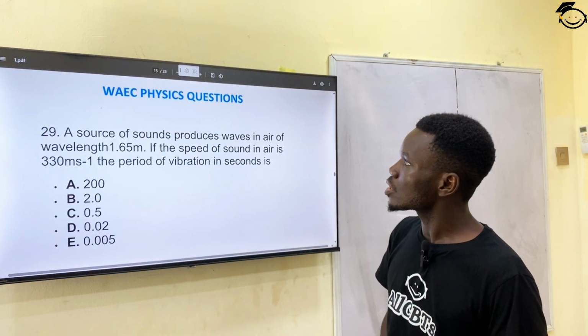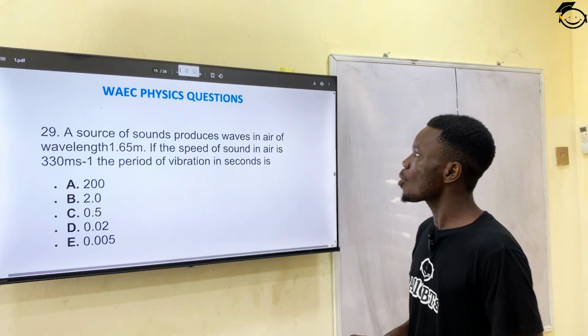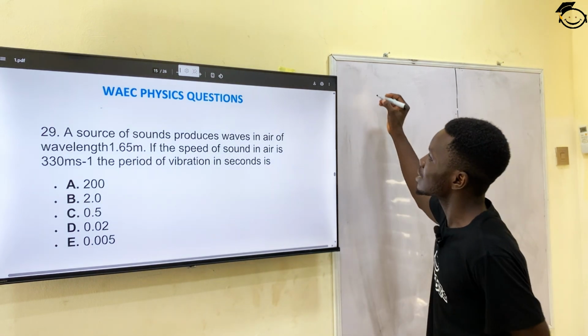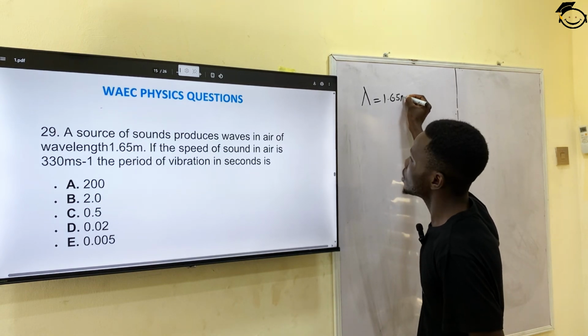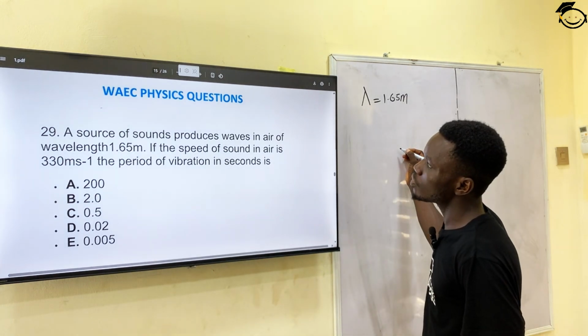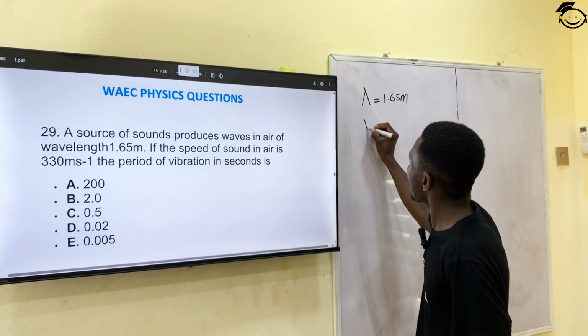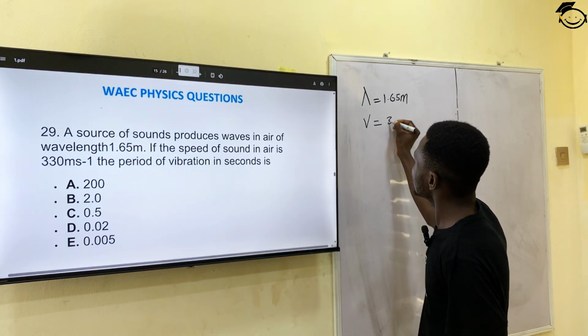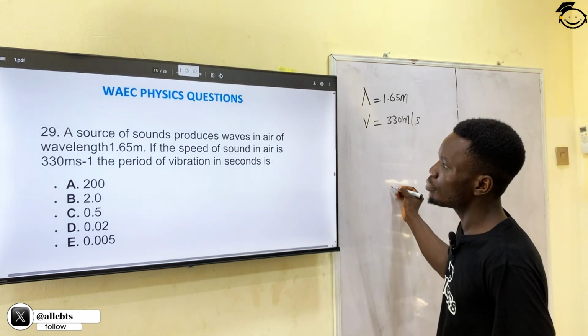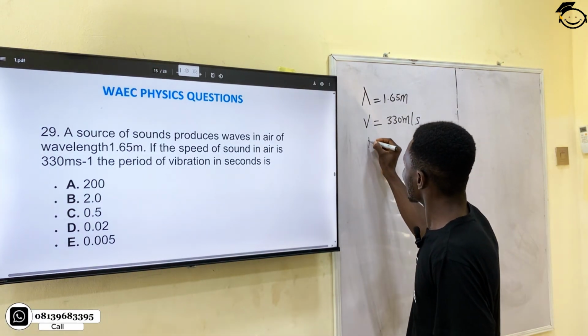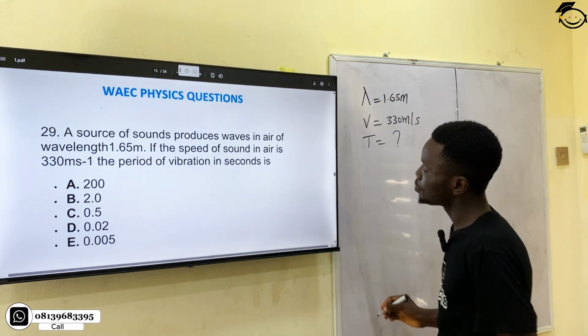Okay, moving on, this is question number 29. It says a source of sound produces wave in air of wavelength, so our wavelength was given as 1.65 meters. It said if the speed of sound in air is, so our velocity of sound is 330 meters per second. They said the period of vibration in seconds is dash. So we're looking for a period, which we do not know.